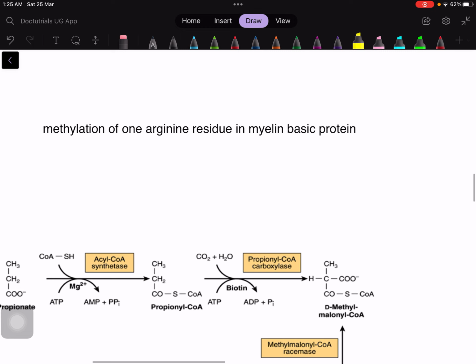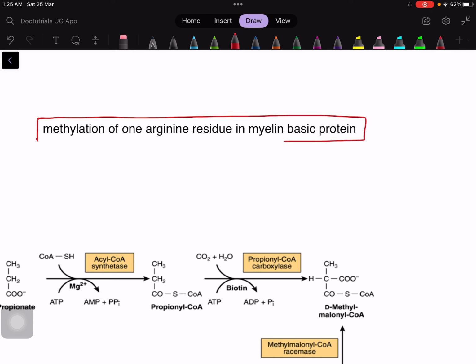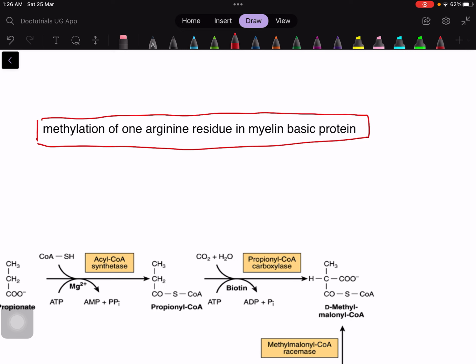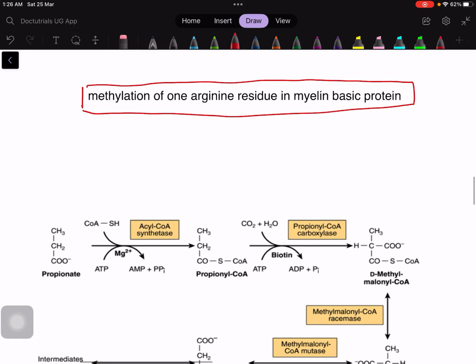The neurological deficit is said to be due to a defect in methylation of one arginine residue in myelin basic protein. Myelin basic protein is a protein which causes the myelination of the axon. It causes the deposition of the lipids in the axon. So if this myelin basic protein doesn't become active, then the myelination will not take place. It will cause the degeneration of the neurons.